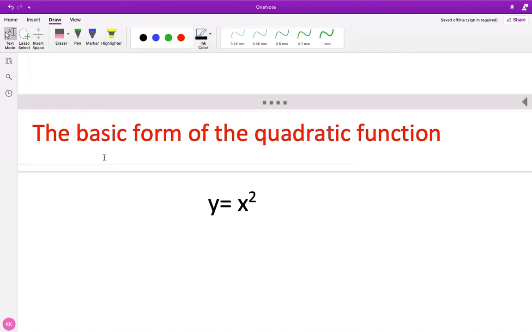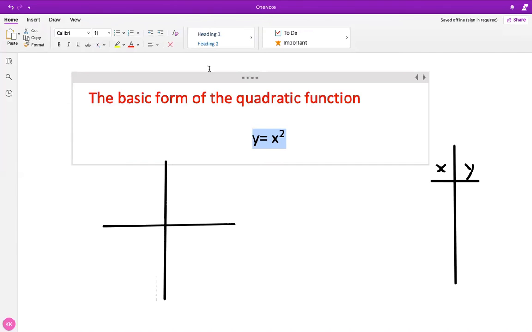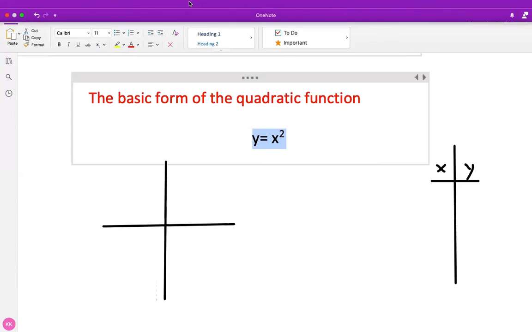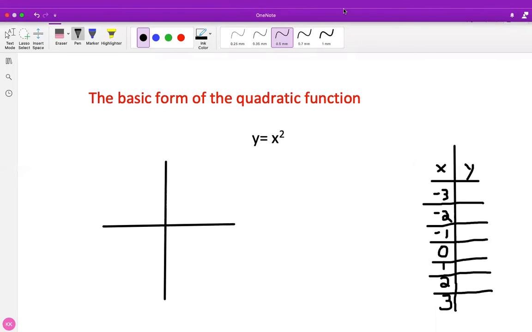Next I will provide you the basic form of a quadratic function: y equals x squared. The reason this is a quadratic function is that the highest exponent is equal to 2. For today's video, I'm going to give a rough sketch of y equals x squared. I'm going to provide you some x values, from -3 to 3, and you plug these x values into the function to generate the y values.